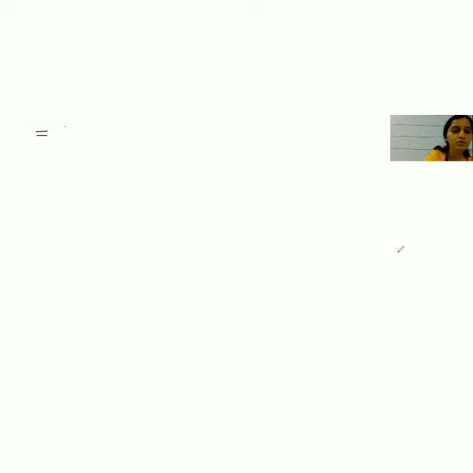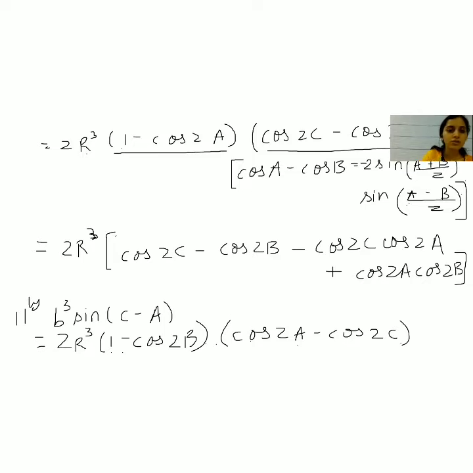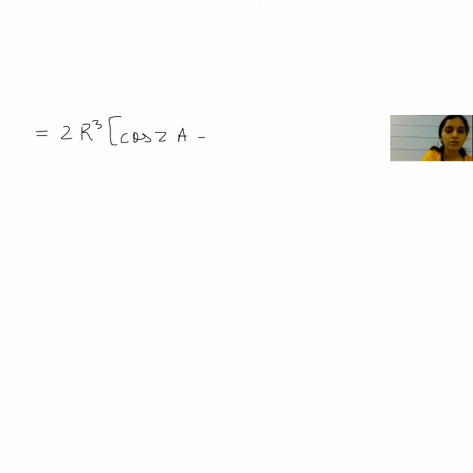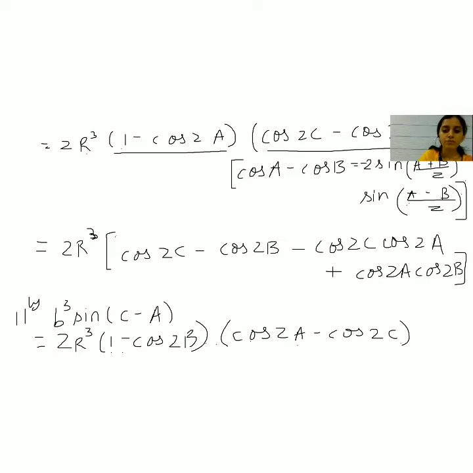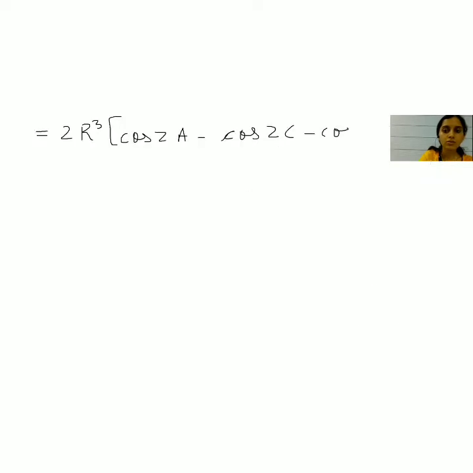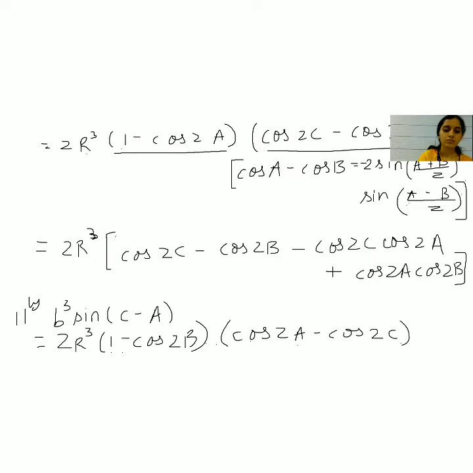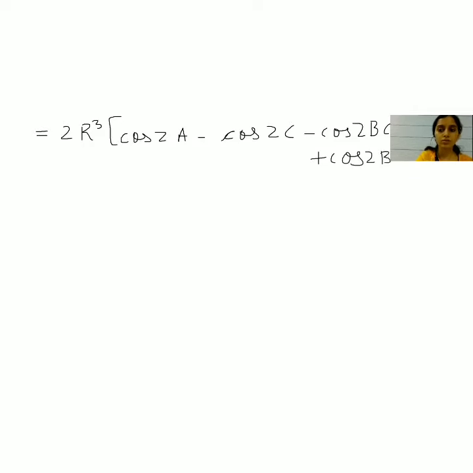sine c minus a equal to, we'll have 2r cube as it is, and in the big bracket we will have cos 2a minus cos 2c, the single terms, then minus cos 2b cos 2a, and plus cos 2b cos 2c.